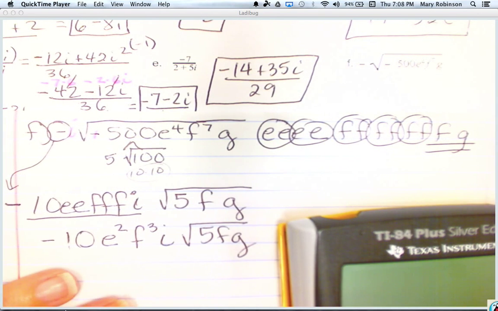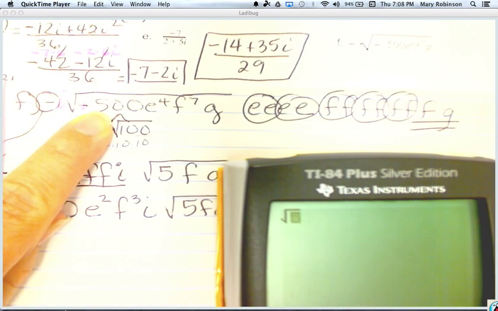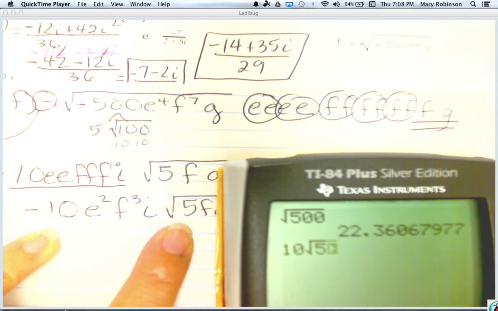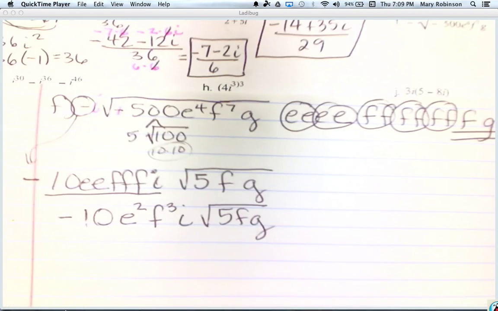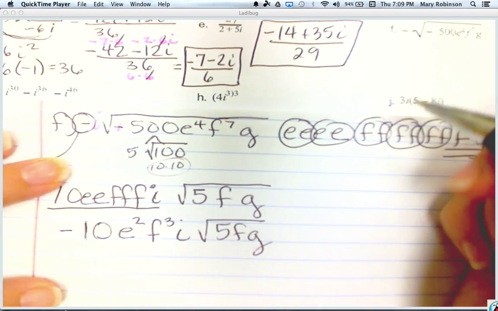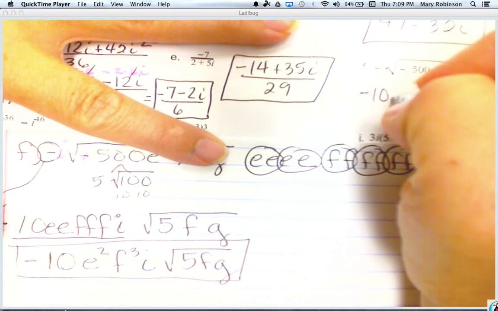Now, if you do this correctly, then if you're thinking about how can I check my answer, if you type in the square root of 500 and hit enter, when you type in 10 square roots of 5, that should match. So of course you can't do the variable parts, but you can check the numbers to make sure they're right. Just make sure if there's a negative out here on your test that you include the negative in your answer. Okay? So I'll transfer this over here.